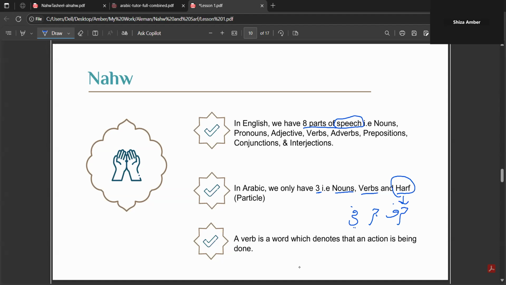Fi means? He means in. In. Mashallah. Yes. Okay. Then now we are moving to verbs. We've done nouns. Now we are moving to verbs.